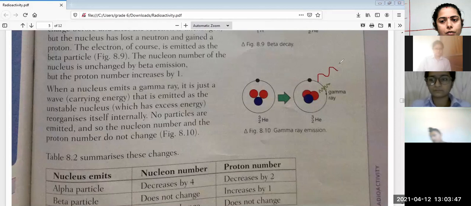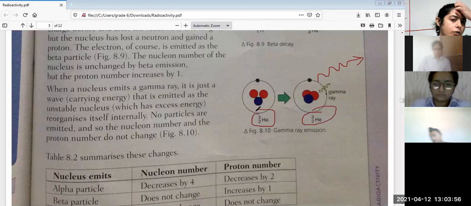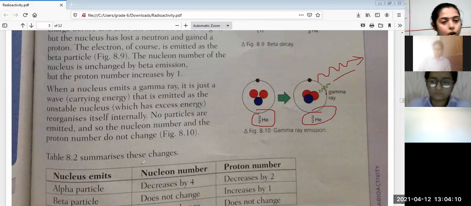Just a wave formation, that is, the energy is getting lost from the atom, and overall it's going to be the same, because there is no deduction in the mass, there is just a loss of extra energy.